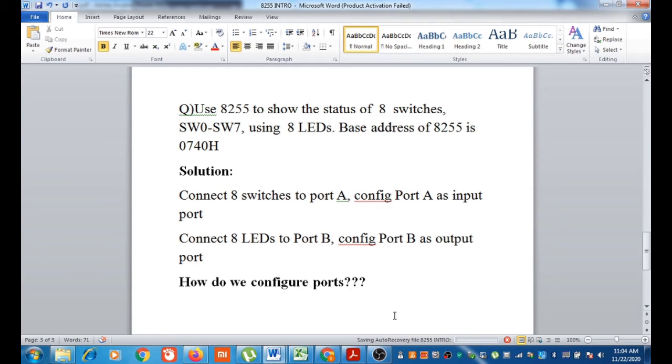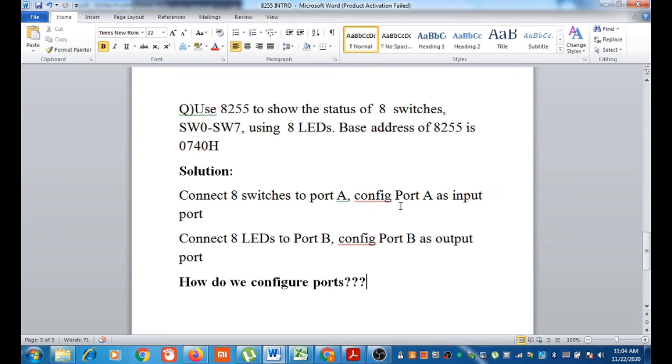Now let us discuss mode 0 operation. See the question. I used 8255 to show the status of 8 switches SW0 to SW7 using 8 LEDs. The base address of 8255 is 0740H. We have learned 8255 has 3 ports, port A, port B and port C.